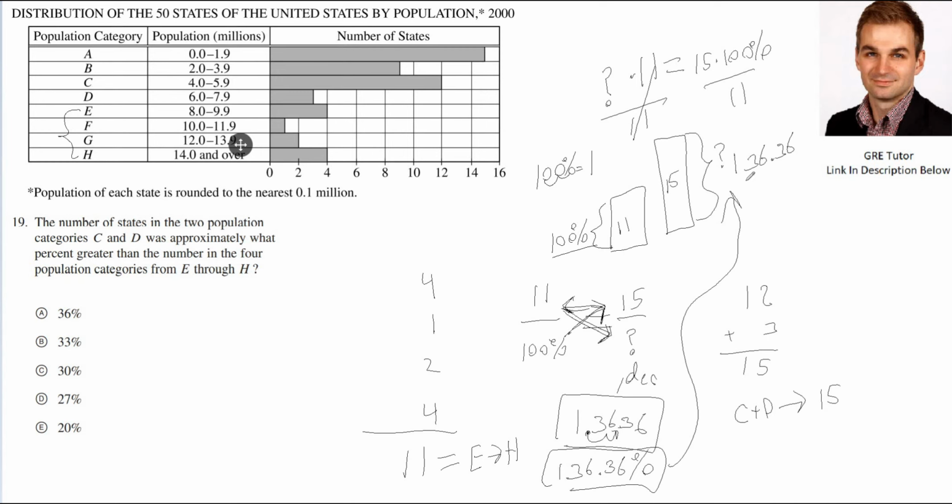So how much greater is 136.36% than 100%? Well, it's going to be 136.36 minus 100, which is going to be 36.36%. So that is the amount greater. Now that you know that, you can look for your answers. Let's see if it's near there. Here's one near there. A is 36%. I'm pretty sure that is our answer.